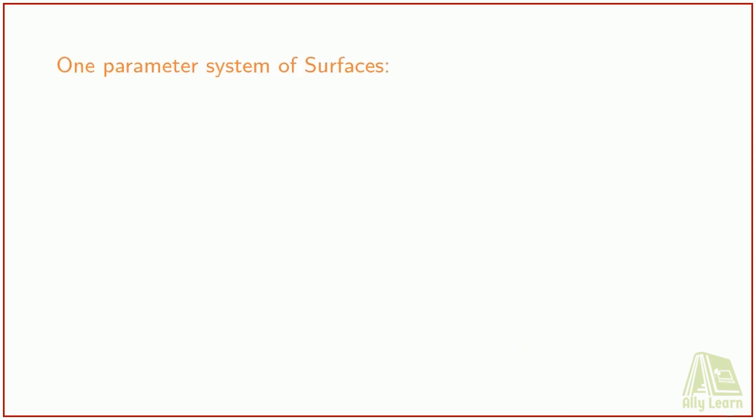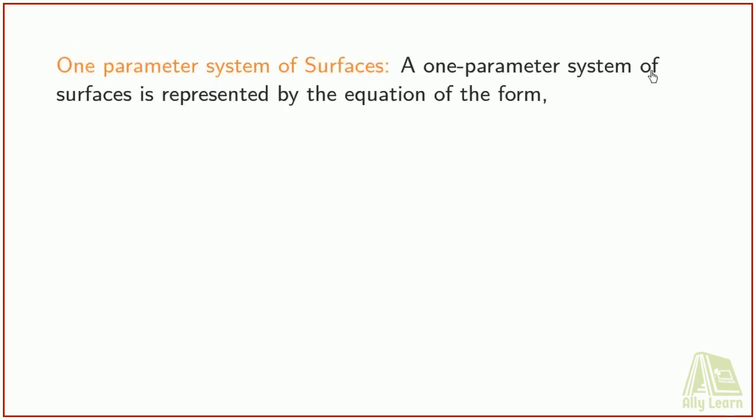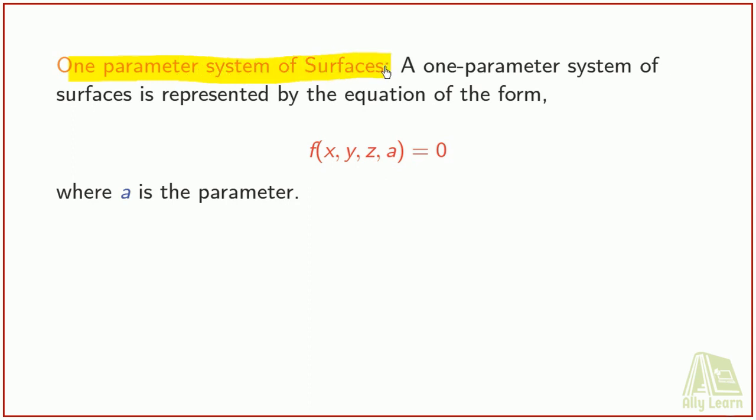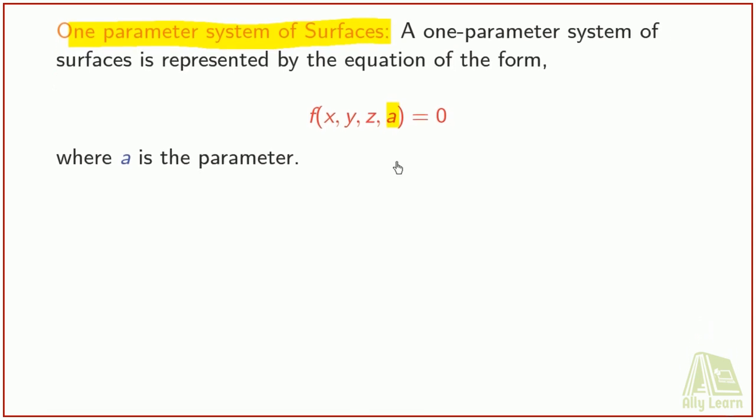Okay, so here, one parameter system of surfaces. A one parameter system of surfaces is represented by the equation of the form f of x, y, z, a equals 0. Here x, y and z are the variables and a is the parameter. Fine. So this was our one parameter system of surfaces. A system of surfaces having one parameter, and this parameter is changing again and again, so we have a system of equations. Let's do an example.